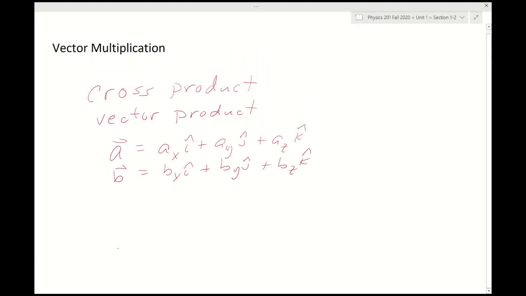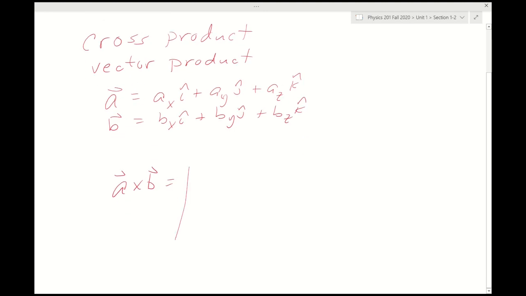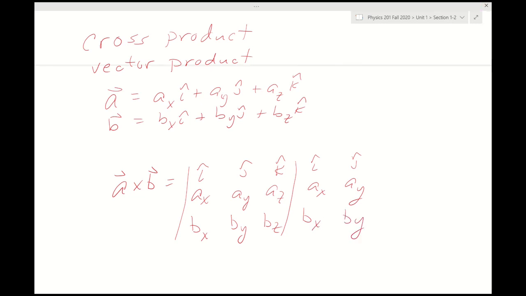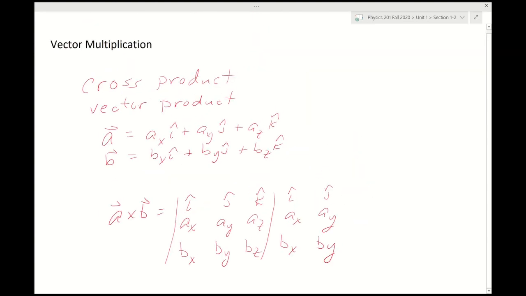The shortest way to find it, or maybe the shortcut way to find it, is to make use of a matrix type structure: i, j, k, and we are going to replicate the i and the j again. AX, AY, AZ, AX, AY, BX, BY, BZ, BX, and BY. That's just a matter of writing. Again, this is a more mechanical way. This is not a mathematical explanation.